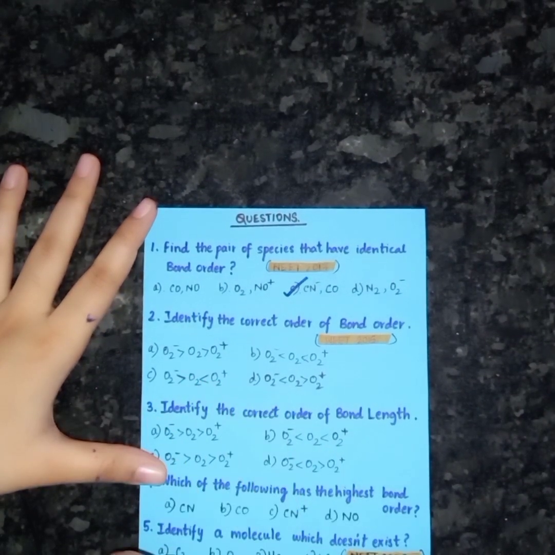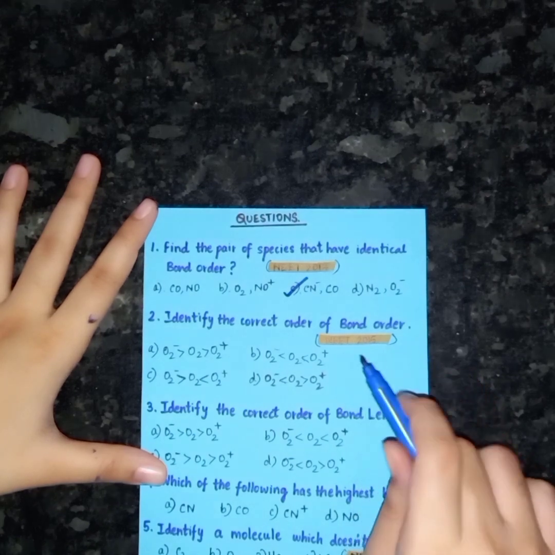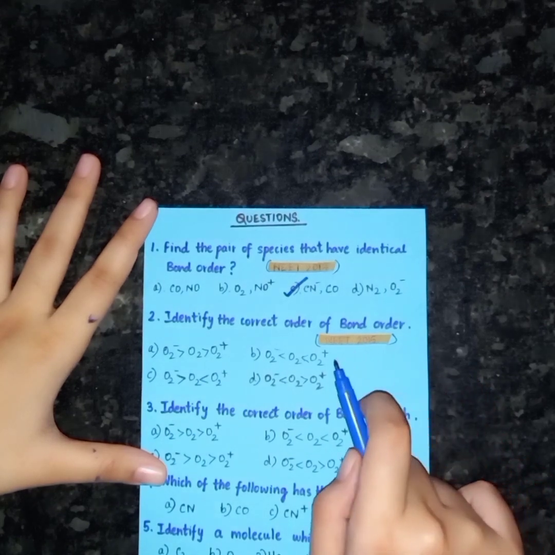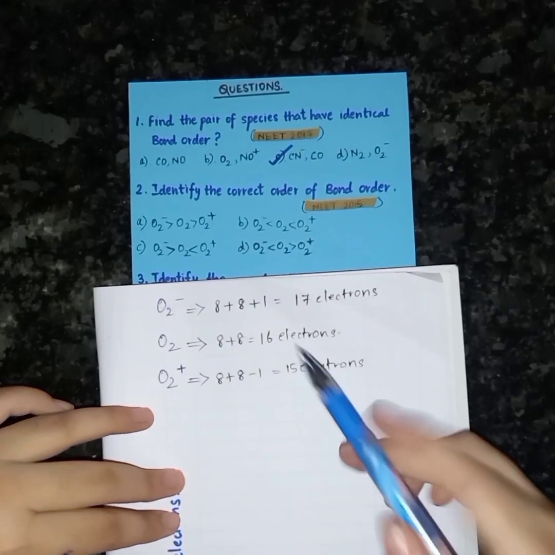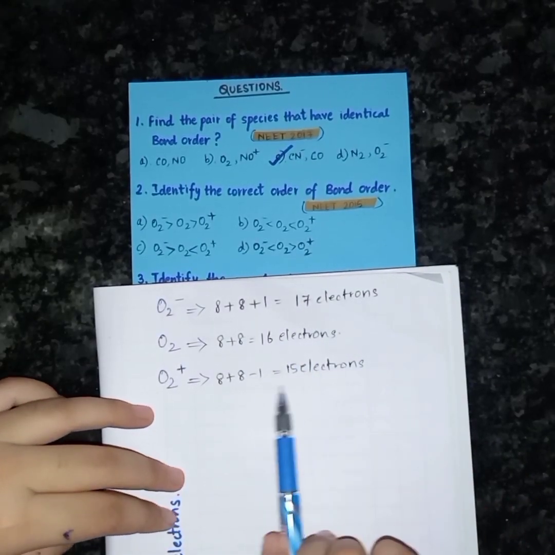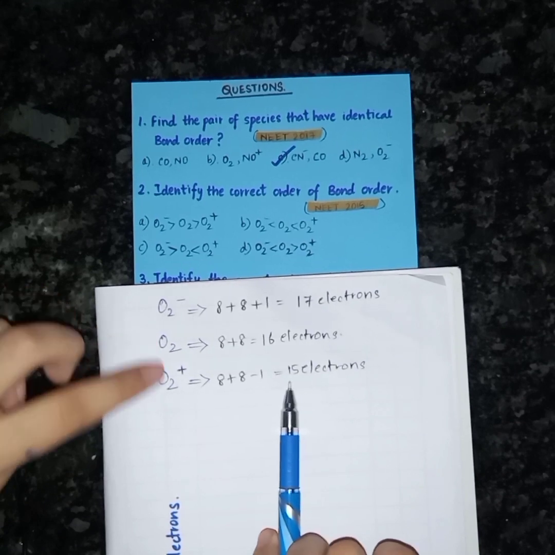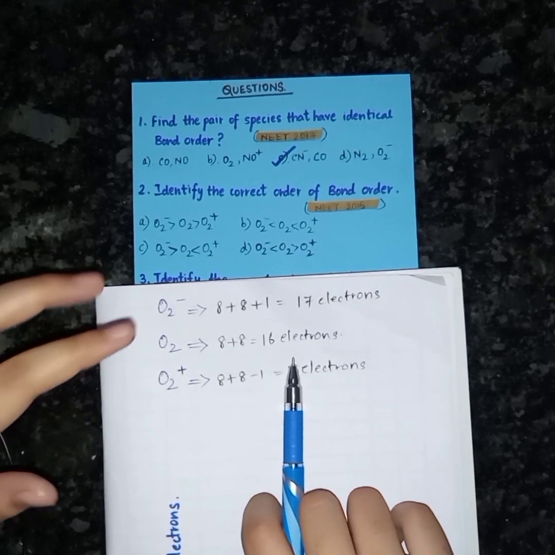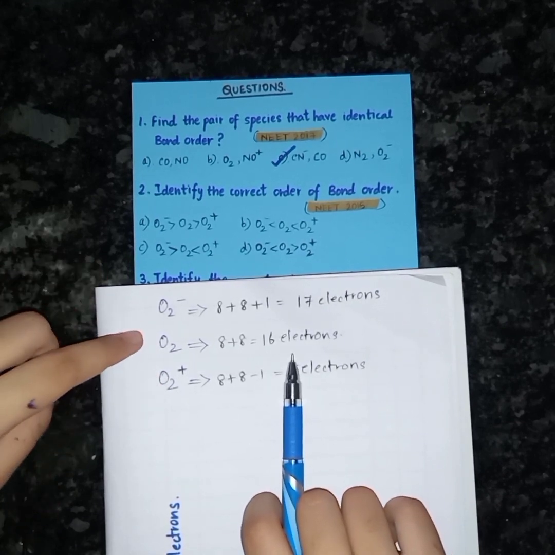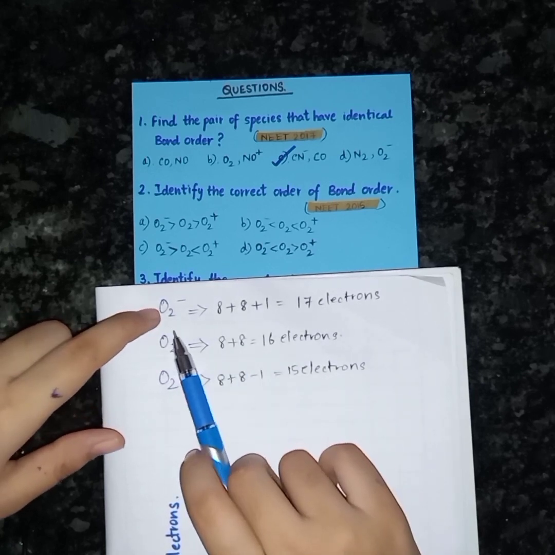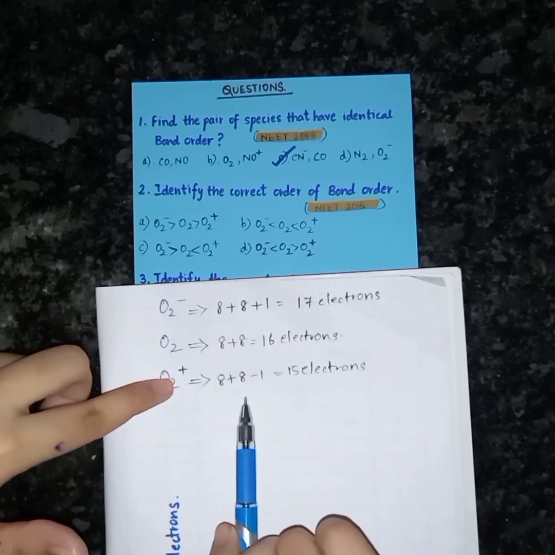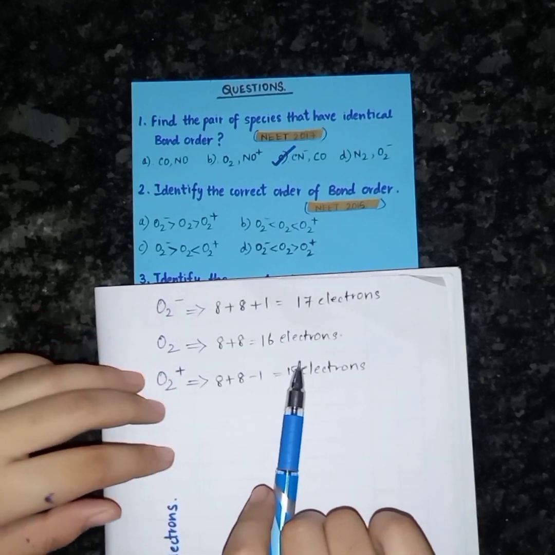Second question, identify the correct order of bond order. This question was asked in NEET 2015. First of all, let us find the number of electrons for O2 minus, O2 and O2 plus. Each oxygen atom is having 8 electrons. Thus, O2 will have 16 electrons, O2 minus will have 17 electrons and O2 plus will have 15 electrons.